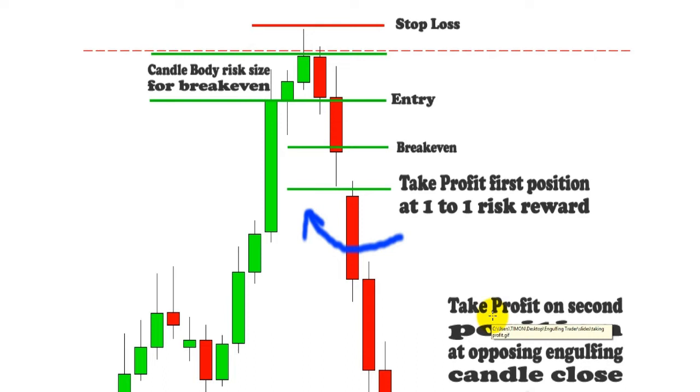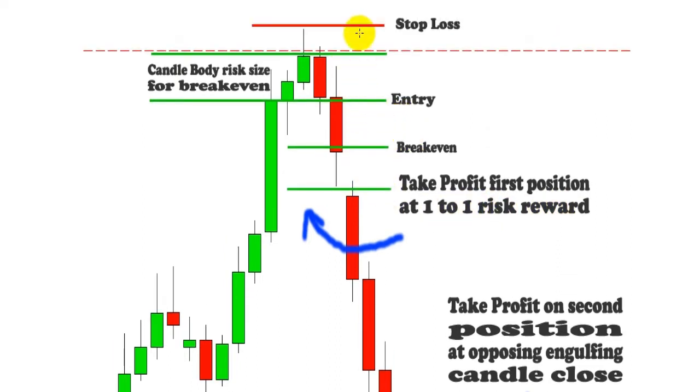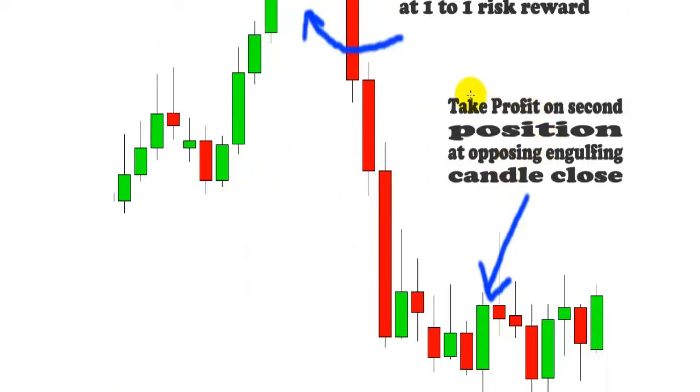Here's an example of it. Your stop loss above, right? Like this is the sell signal, candle body risk size for break even, entry, break even. Now, like I said, break even's optional, right? You take profit on the first position at 1-to-1 risk reward. As you can see, this is about 1-to-1 to this, okay? And the second position, you take profit at opposing engulfing candle close. As you can see, it's right here.